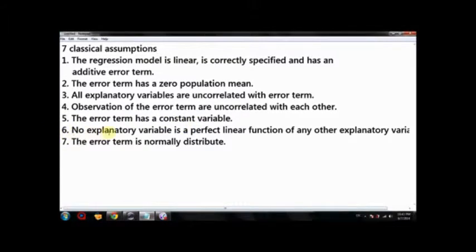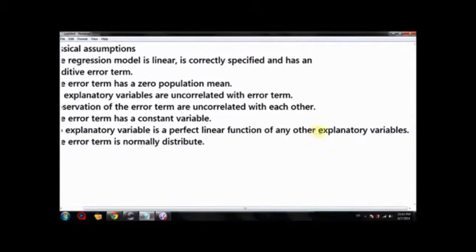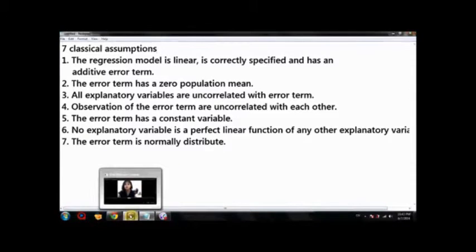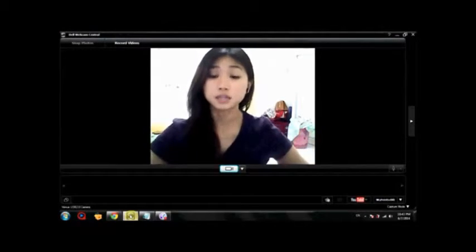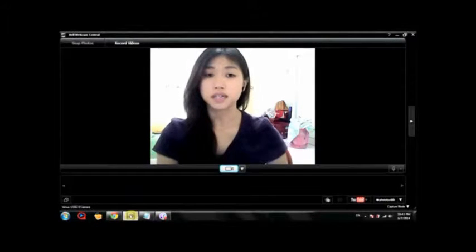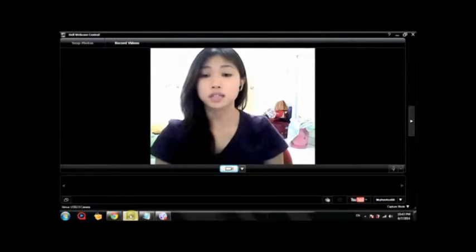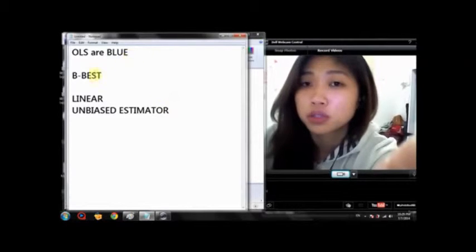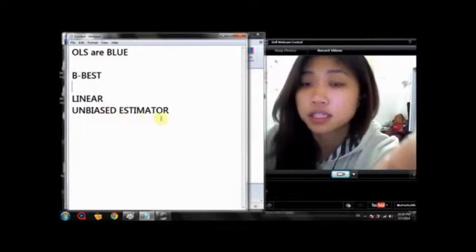Number 6, no explanatory variable is a perfect linear function of any other explanatory variables. Number 7 and the last one, the error term is normally distributed. These assumptions must be satisfied, and if all have been satisfied, we can say that the OLS is BLUE. So what is BLUE? BLUE is best, linear, unbiased estimator.